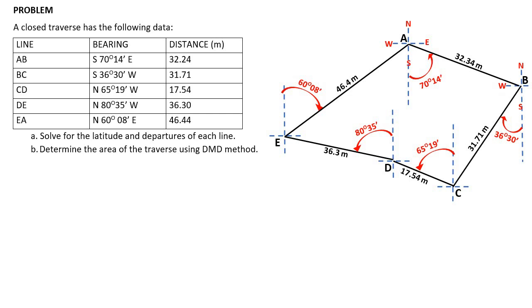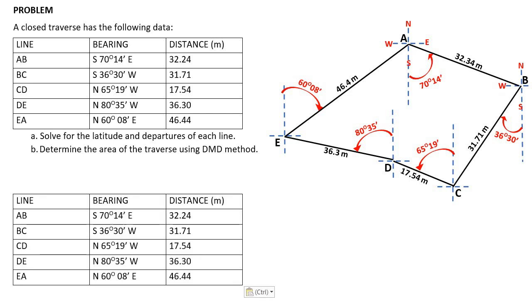So later on, ma-verify natin sa ating latitude and departures if our closed traverse ay magko-close talaga or walang error. So dapat ang summation of latitude and summation of departure should be equal to 0. And pag hindi nag-equal to 0, doon napapasok yung transit rule and compass rule in order to adjust the length and the bearing para mag-close. So ngayon, solve na natin yung latitude and departure. So let us add another table or column, dalawa.